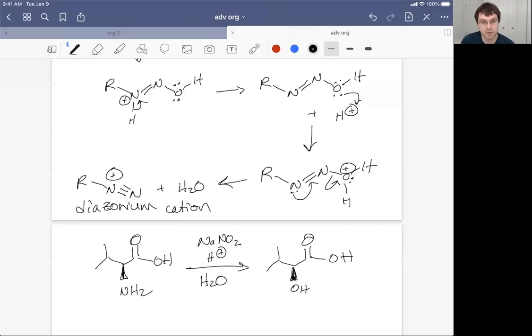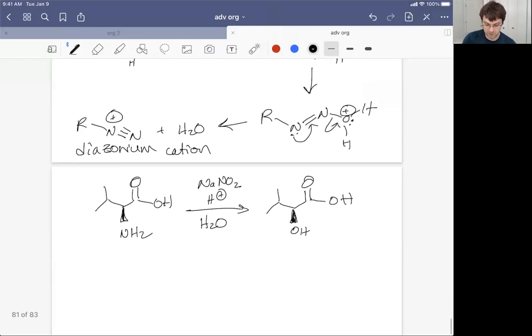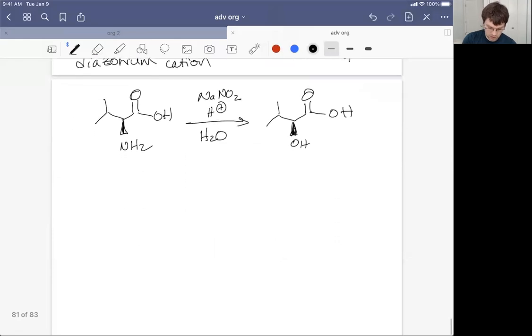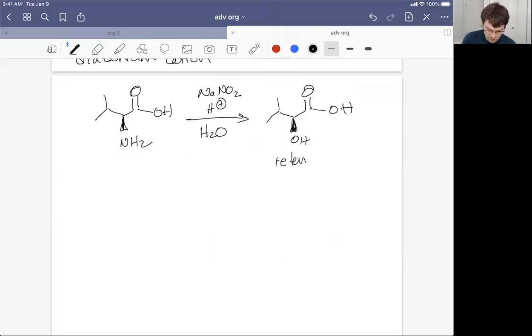And we're going to replace that nitrogen with an OH group. You notice this reaction is done in water, and we do so with full retention of configuration, which is great because amino acids are readily available with the S configuration at the alpha position. Okay, so how does this work?